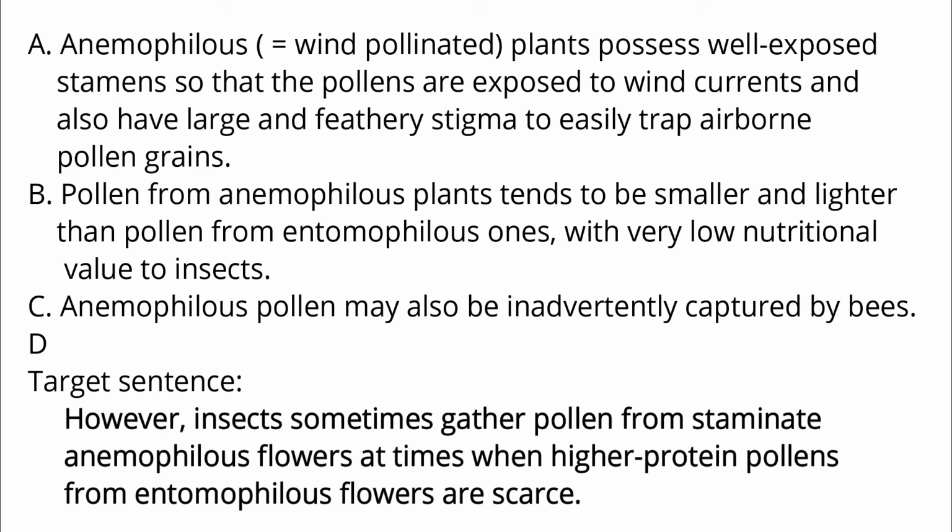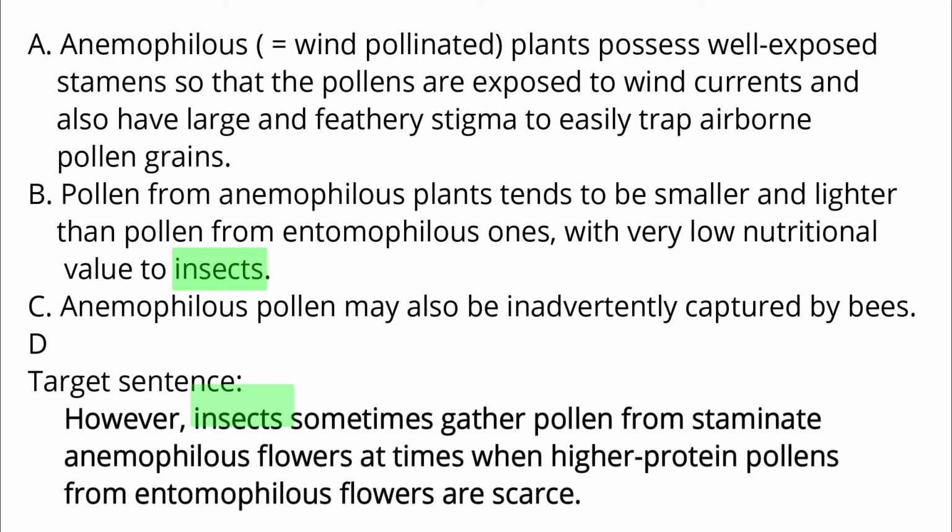The key word in the target sentence is insects. So we need to look for an option with the word insects. Only B has the keyword. B talks about the characteristics of Anemophilous pollens, one of which is that they have very low nutritional value. This explains why they are not pollinated by insects. The target sentence says insects do sometimes pollinate Anemophilous plants, specifically when there is not enough food from Anemophilous flowers.